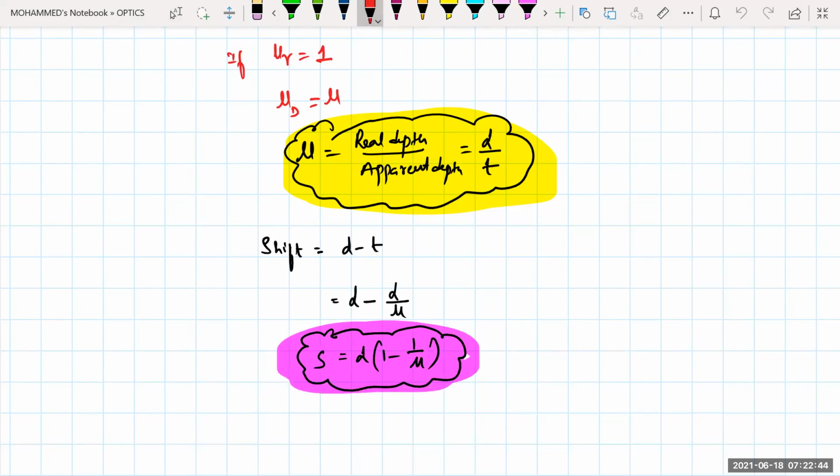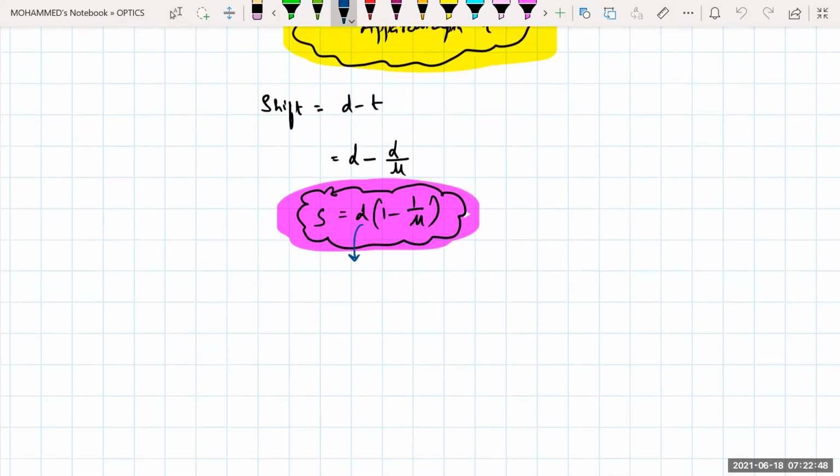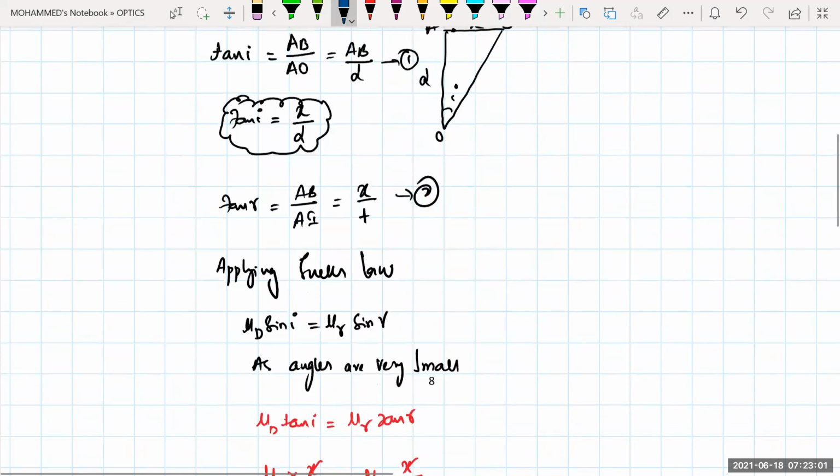D is nothing but the real depth, and mu is your refractive index. Any doubt in this one? No, sir. Clear? Clear, sir.